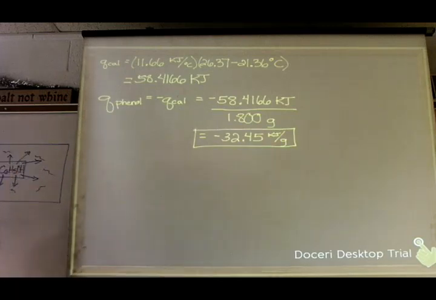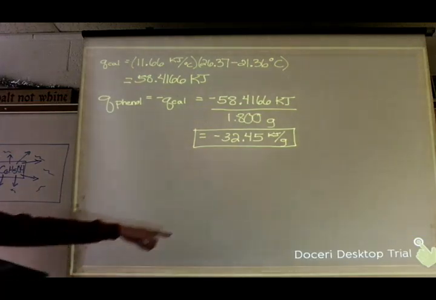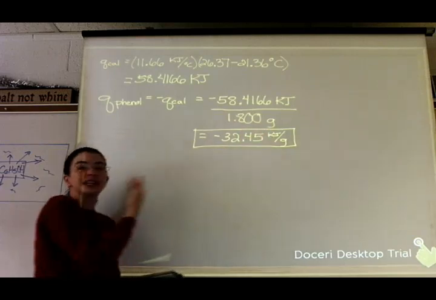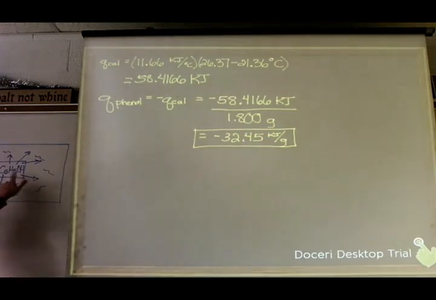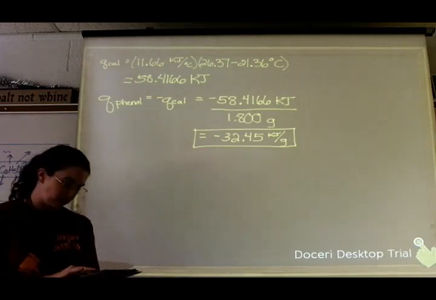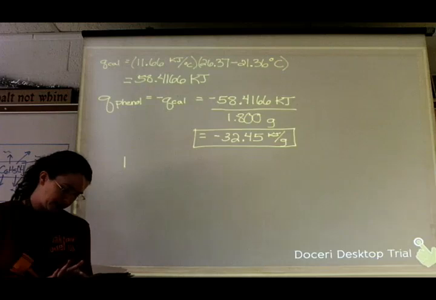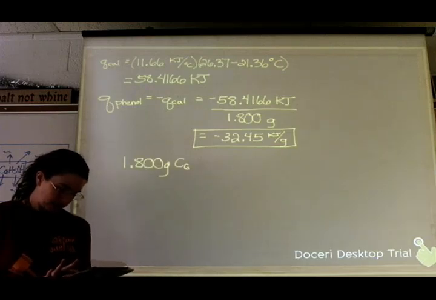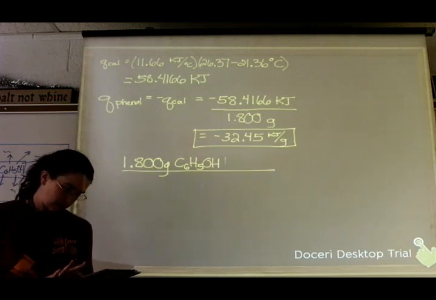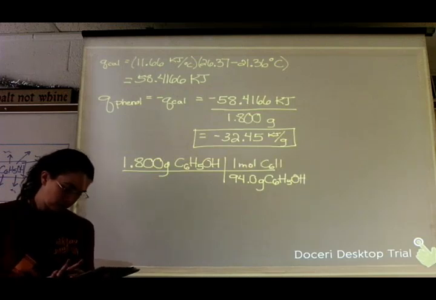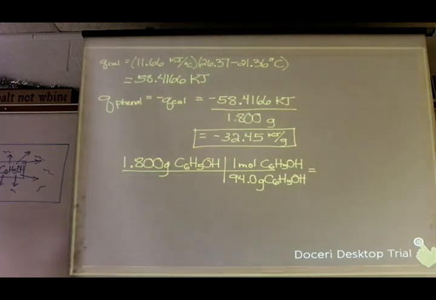The last part this problem asks is, what is the heat of combustion per mole of phenol? And that's easy, okay? I have the mass. I was given the formula for phenol. All I have to do is use my periodic table to calculate how many moles that is. And now I just divide.